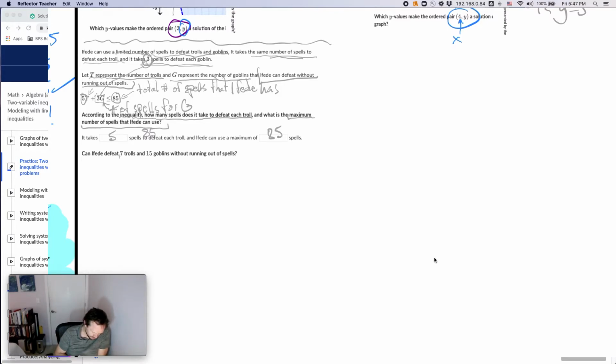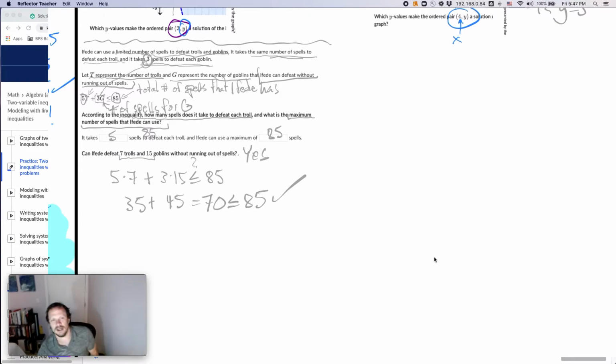Can Ifede defeat 7 trolls and 15 goblins without running out of spells? So now we can just plug that in to see. 5 times 7 plus 3 times 15. Is that less than or equal to 85? Question mark. 35 plus 45 equals 70. And that is in fact less than or equal to 85. So yes, he can. That's a fun and somewhat confusing problem.